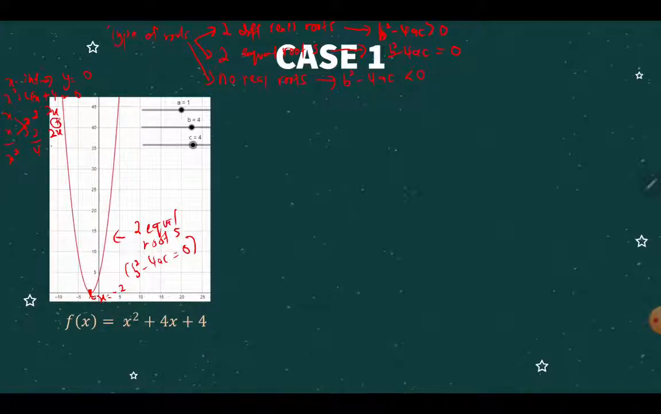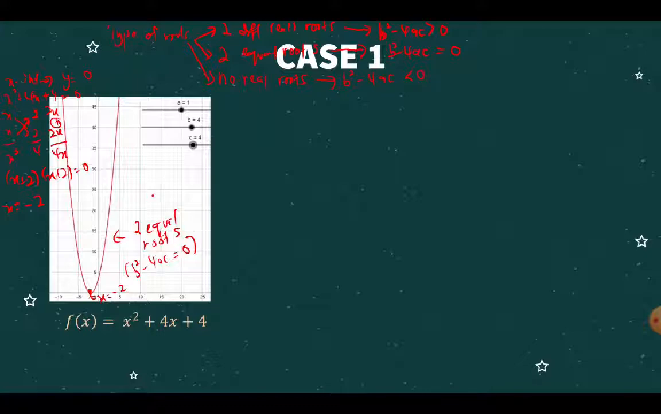So add both of them, so 4x. So we have our factors, x plus 2, x plus 2. So our value of x is -2. Okay, this is just extra. I just give you extra here.